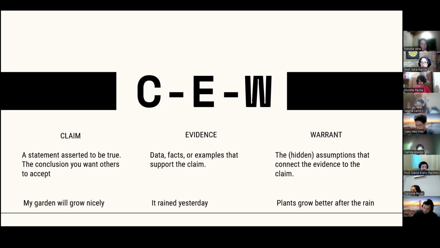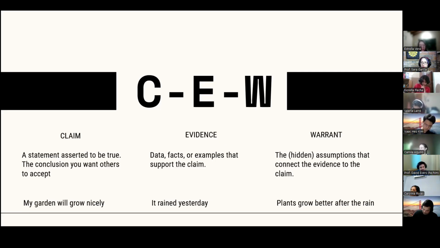And there is a warrant. There is an assumption. There is something that is supposed to establish a connection, which is essentially the connection between your evidence and what you claimed before and what you asserted to be true. So the warrant is the often hidden assumption that connects your evidence to your claim.